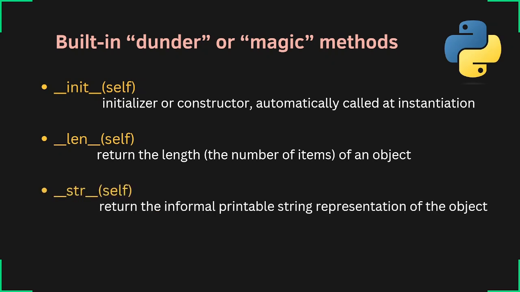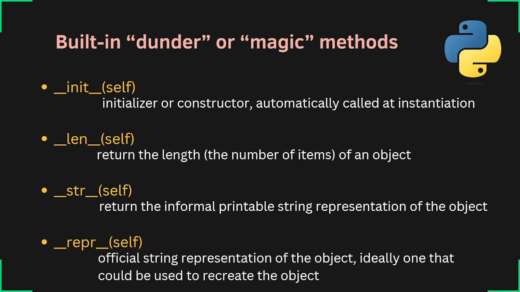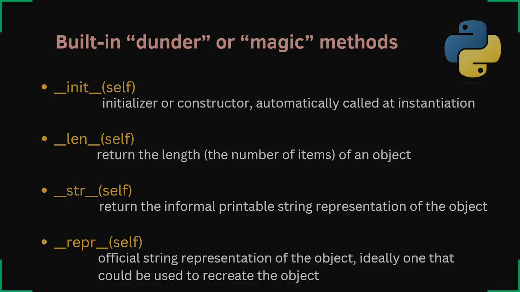The next one is the string method, str, which returns an informal or nicely printable string representation of an object. We will see an example of this particular one later on. And the last one I have is repr, the representation method. This returns an official string representation of the object, ideally one that could be used to recreate the object itself. There are obviously other numerous magic methods. These allow classes to implement and interact with Python's built-in operations, such as arithmetic operations, string representation, and attribute access. We won't or cannot cover all of those, but these are just to give you some hints on what they are and where they exist.